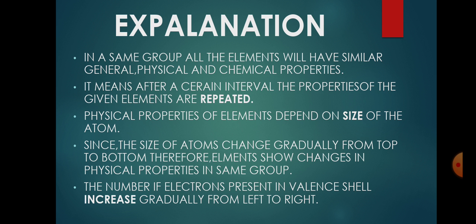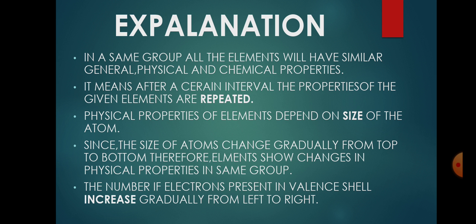Then the number of electrons present in the valence shell increases gradually from left to right, means in a period. Now we discuss the period. Previously we discussed the group, then we discuss the period.